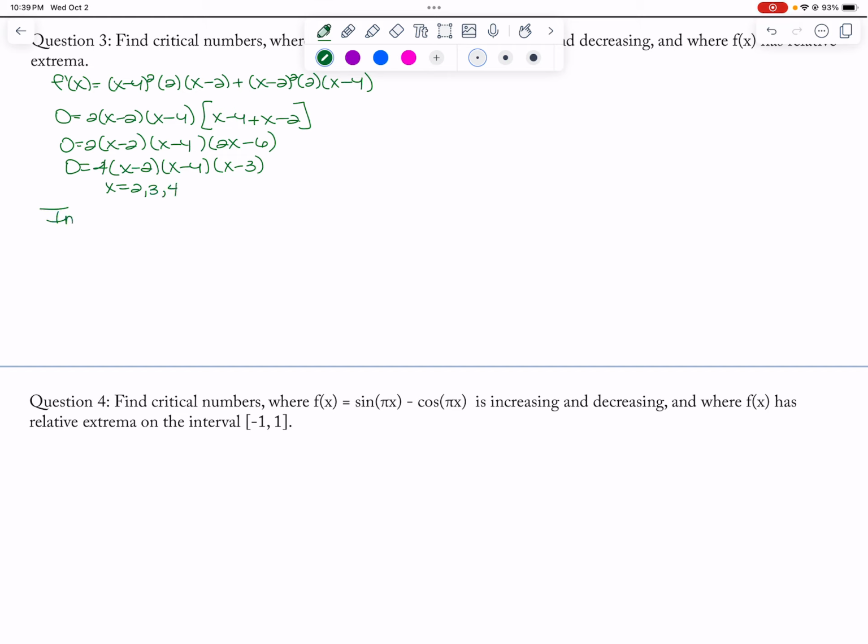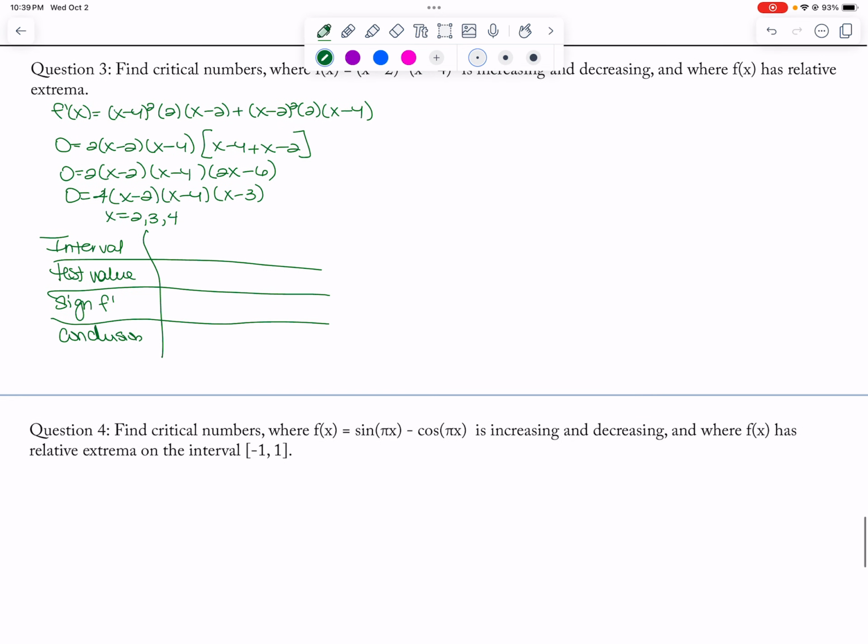So now my interval, test value, sign of f prime, and then conclusion. So now I have the intervals: I'm going from negative infinity to 2, and then from 2 to 3, and then from 3 to 4, and then from 4 to infinity.